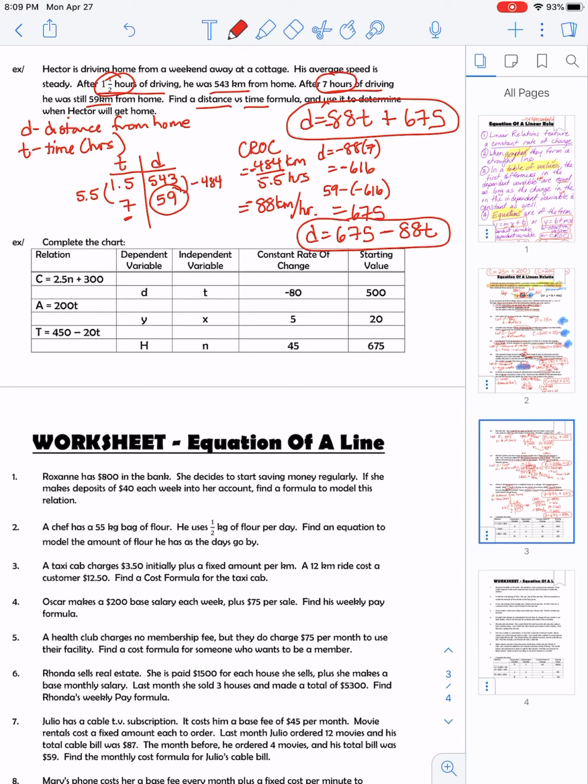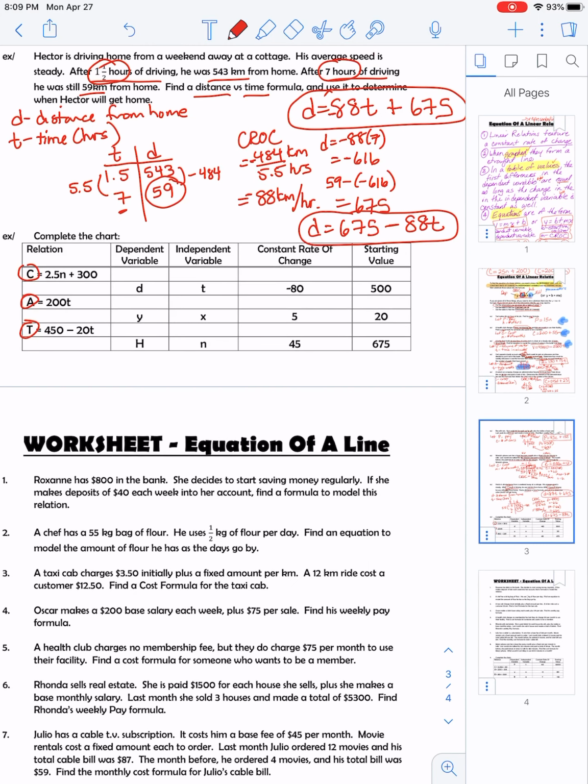Okay, so this is the last example on the sheet, and all it is identifying what the variables are and what the parameters are. So what's the constant rate of change, or the CROC, and what's the starting value. So the dependent variable is always the variable that is by itself on the left-hand side of the equation. So this will be, I'll do these ones. This is C, this one's A, and this one's T.